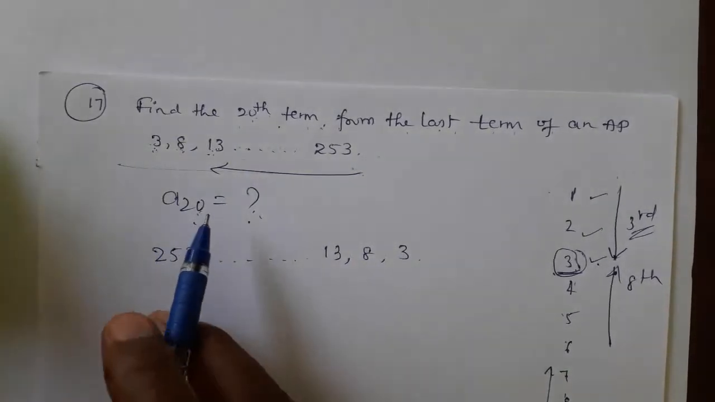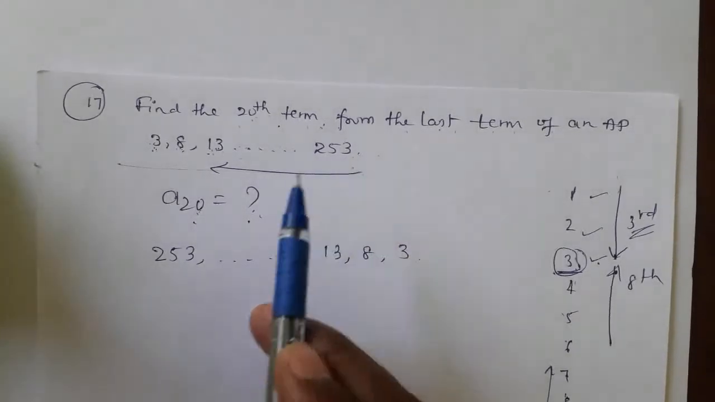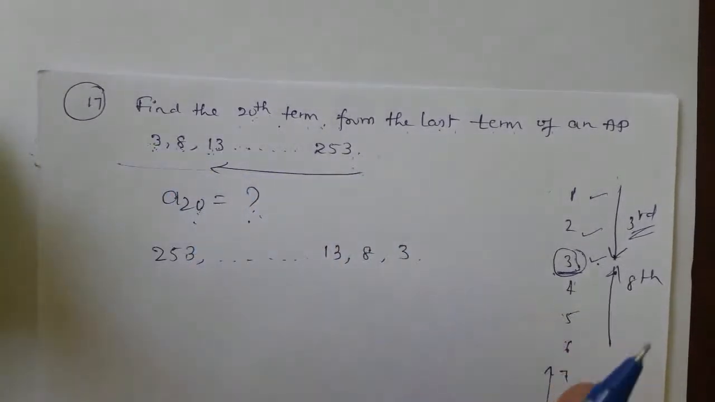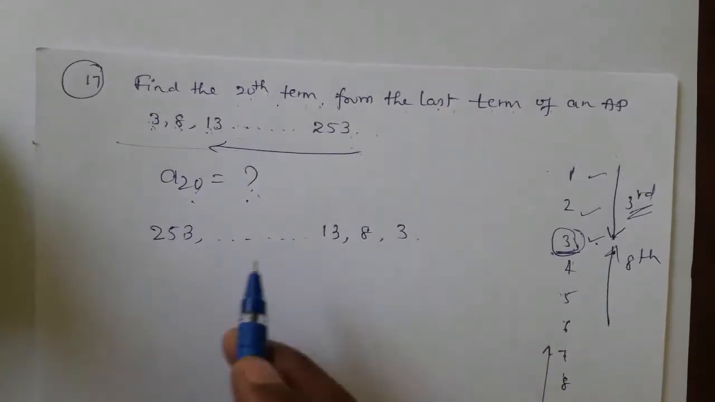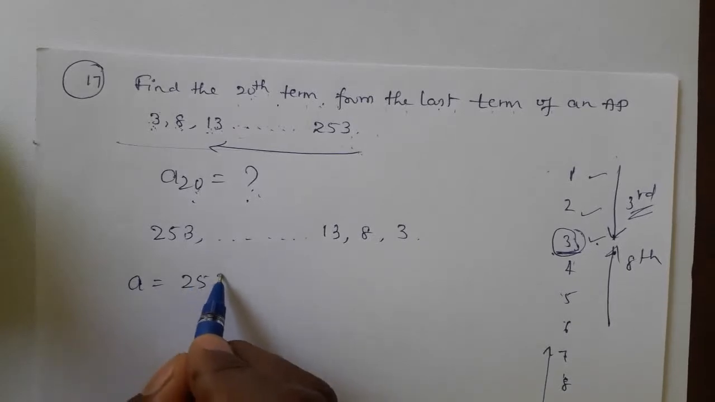Because we need to get the progression 20th from the last term. So what we will do, this last we make it as first and the remaining we take to the last. Now this is the required AP. In this AP now let us write. What is A? 253. A means first term.